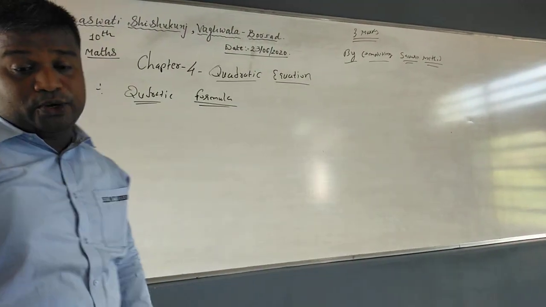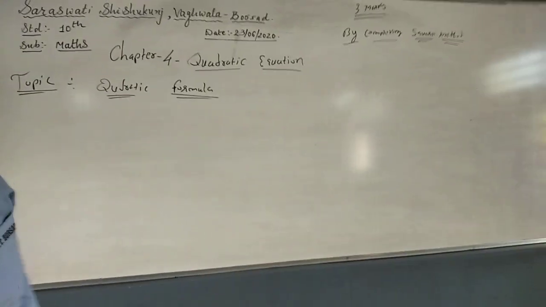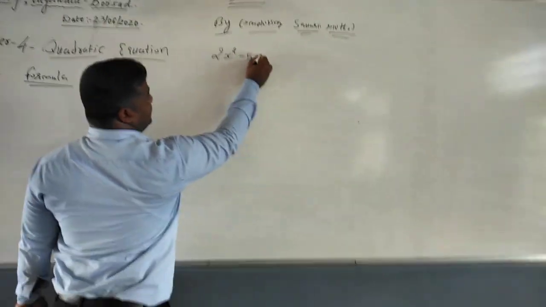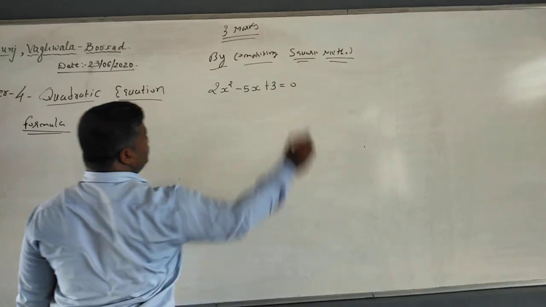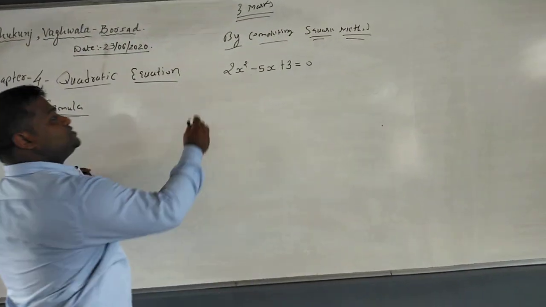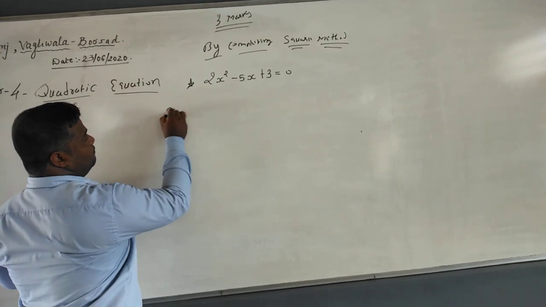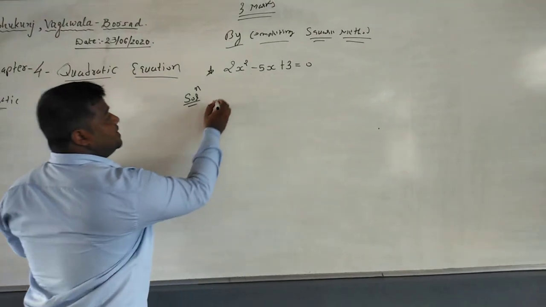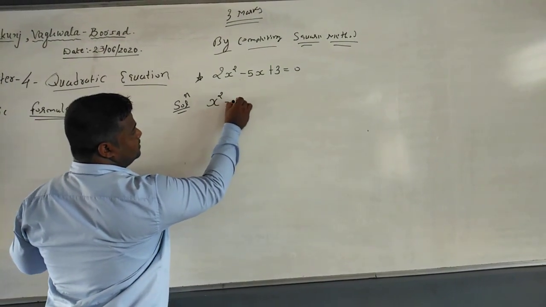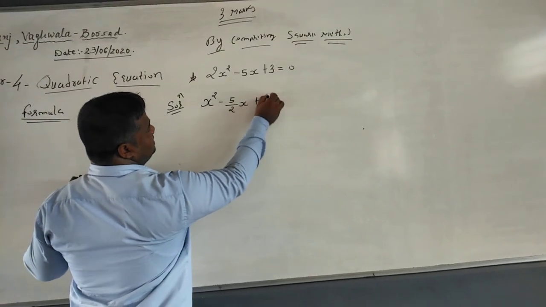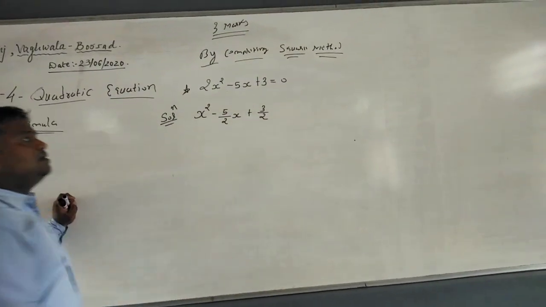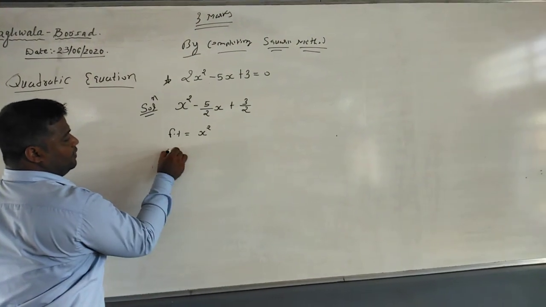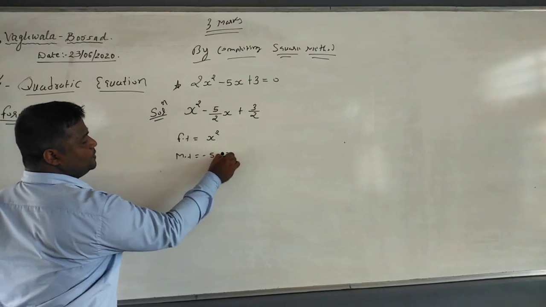For that, once again I am going to take one example: 2x square minus 5x plus 3 is equal to 0. As you all know, in the completing the square method, when you write the solution, you always want the coefficient of x square to be 1. So you are going to divide by 2. That is x square minus 5 by 2 x plus 3 by 2. As usual, this is our first term, so FT is x square, and MT is minus 5 by 2 x.